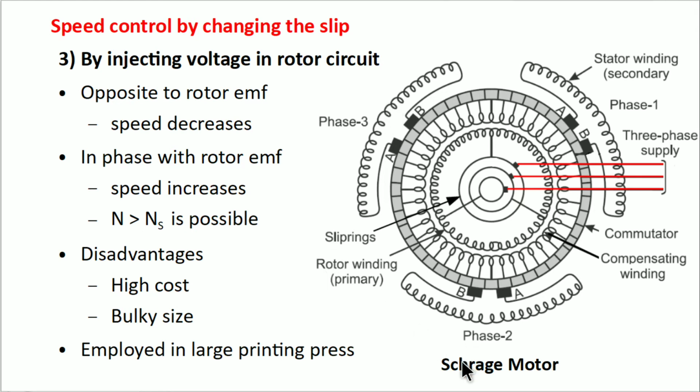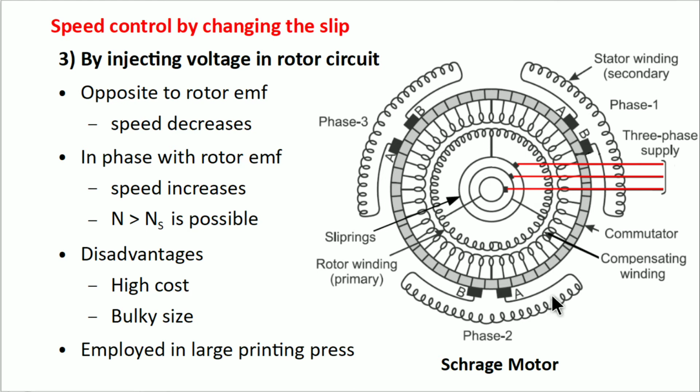But this method, as you see in the diagram, has some disadvantages. One is that its cost is very high. Schrage motor is very costly, and its size is also bulky because 3 windings are used, commutator is also used, so maintenance etc. is also more. So these motors were employed in large printing presses. Nowadays these are not used much due to their complications.